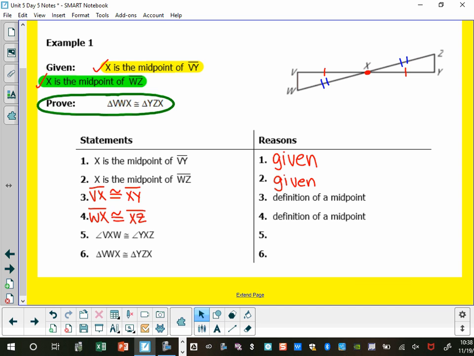Alright, look at angle X, or look at this whole picture. Do you guys see vertical angles here? Yes, at angle X, right? I know they're vertical because X is the midpoint. So we can go ahead and draw that in.